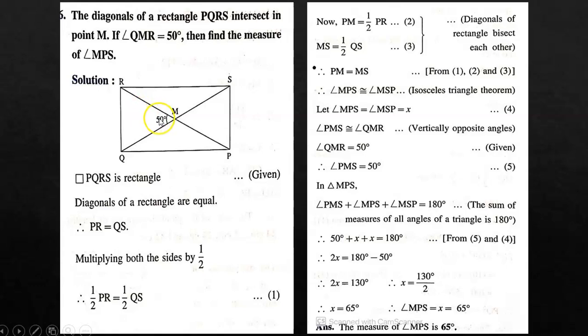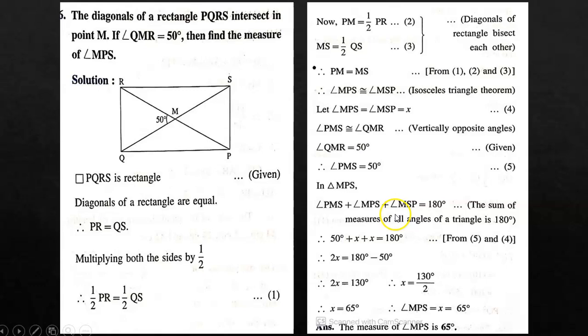And this angle QMR is given to me as 50 degrees. It is vertically opposite to angle PMS, and we know vertically opposite angles are equal. So if this is 50 degrees, angle PMS is also 50 degrees. This I'm going to name as statement number 5. So in triangle MPS, angle MPS plus angle PMS plus angle MSP is equal to 180 degrees. Sum of measures of all angles of a triangle is 180 degrees.